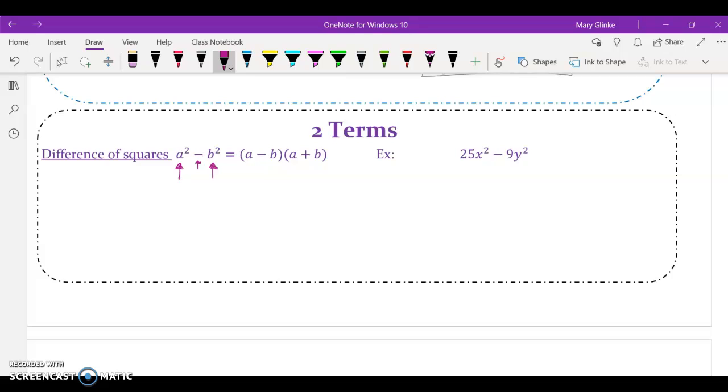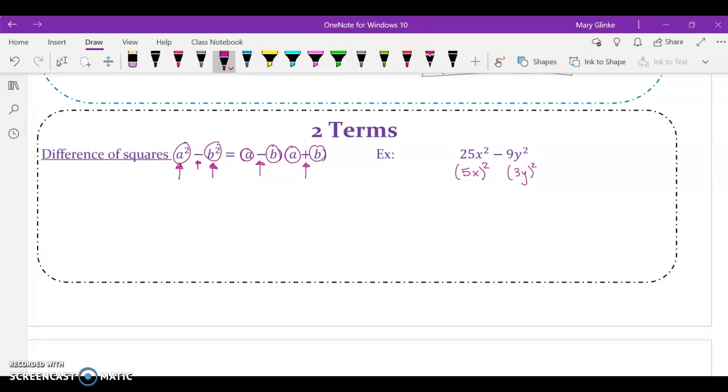If that is the case, what you can do is take the square root of the first term and the square root of the last term. That's going to be your numbers in each of these. And you write one with a plus and one with a minus. So for instance, here, 25x squared would be equivalent to 5x being squared. So I took the square root of 25 and the square root of x squared. For the next one, 9y squared, the square root of 9 is 3, and y squared would be y.